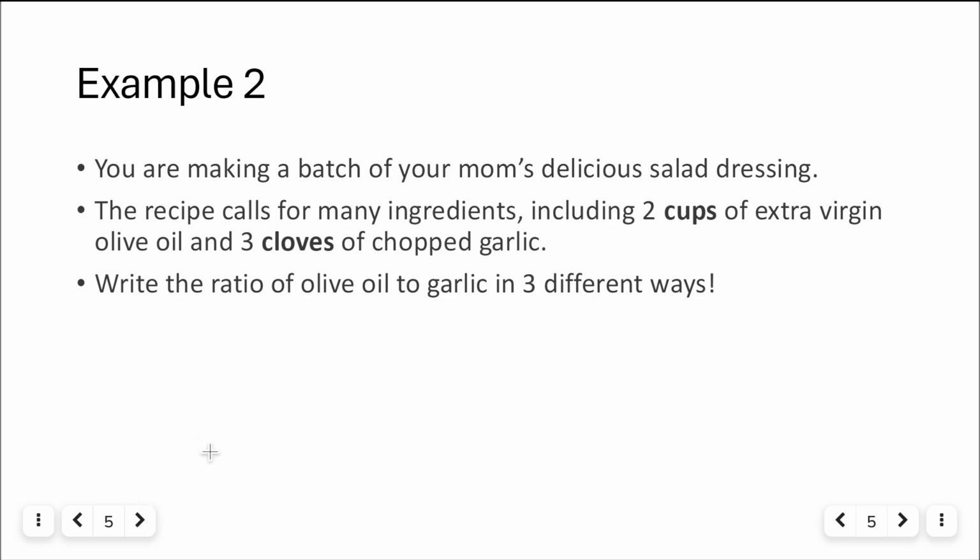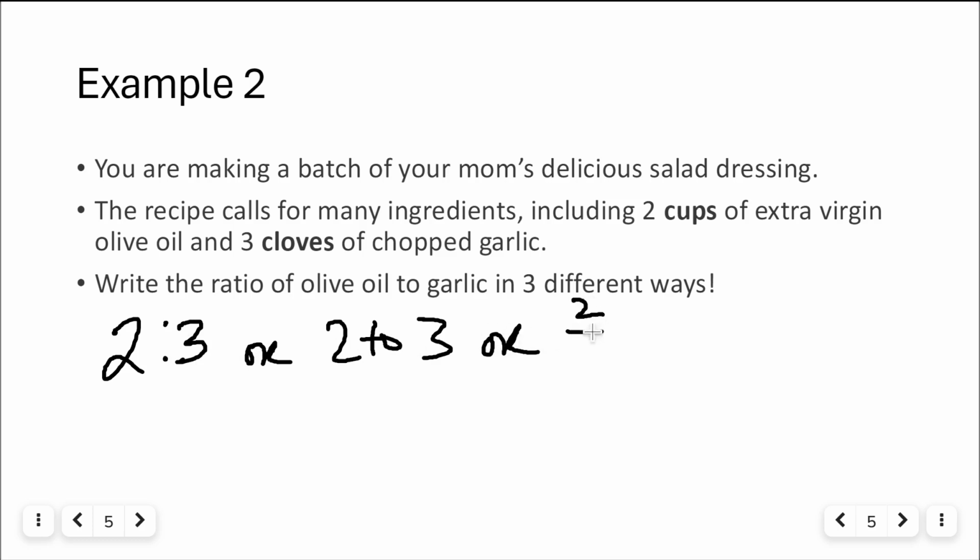Okay, same idea. You're making your mom's delicious salad dressing. The recipe calls for many ingredients. 2 cups of olive oil, 3 cups of garlic. Write the ratio of olive oil to garlic in 3 ways. So it's 2:3, or 2 to 3, or 2/3. Colon, word, or a fraction. Any one of those 3.